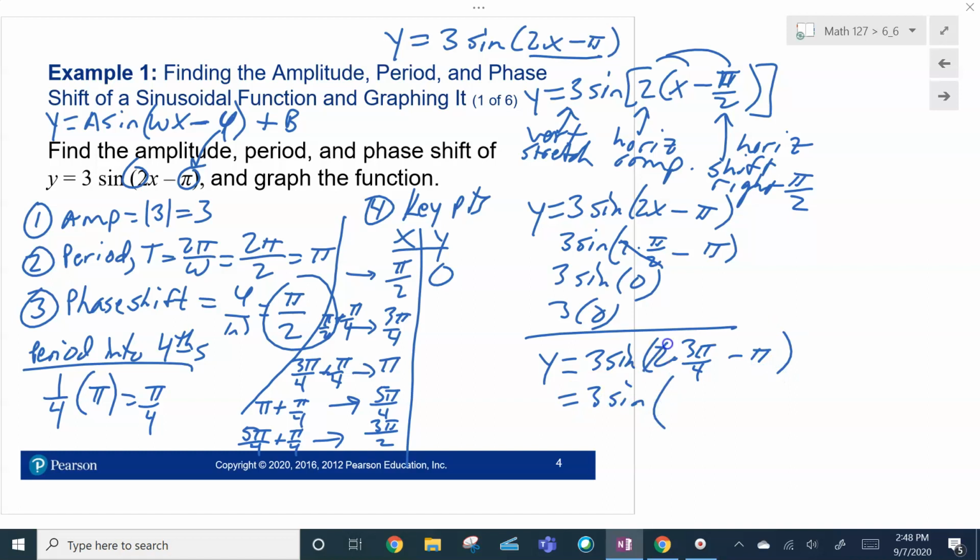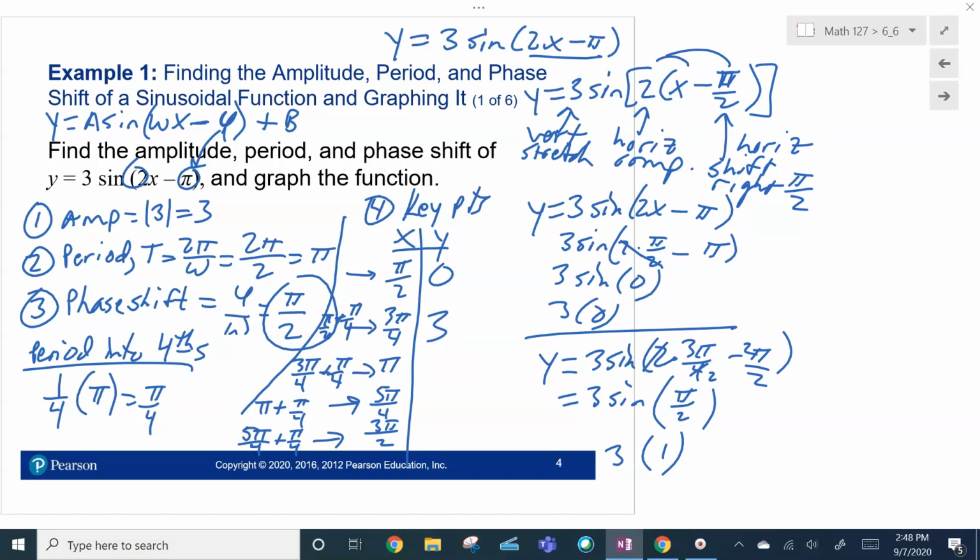So now I got 3 pi halves minus pi. So 3 pi halves minus 2 pi halves is pi halves. The sine of pi halves is 1. So this ends up being 3. And I keep going. Now let's plug in 2.